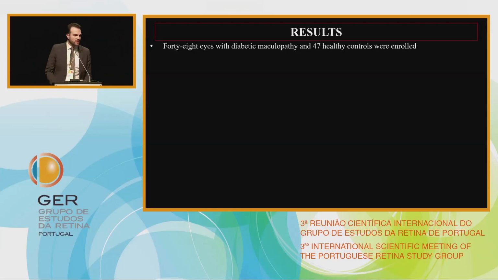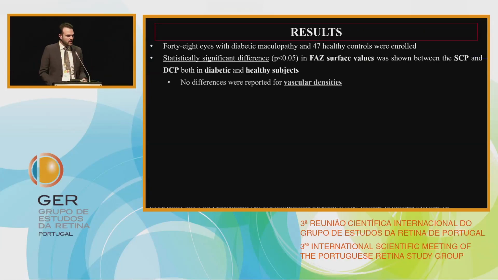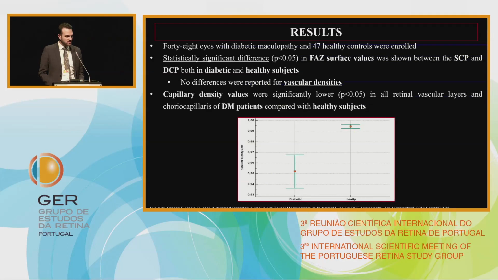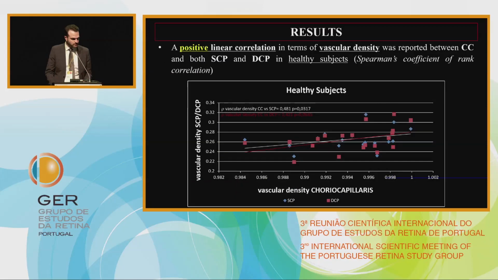48 eyes with diabetic maculopathy and 47 healthy controls were analyzed. There is a statistically significant difference in terms of FAZ surface between the superficial and the deep capillary plexus, but this, as we have already demonstrated, is mostly related to segmentation strategies. There is no difference reported for vascular density between the superficial capillary plexus and the deep capillary plexus. The capillary density values were significantly lower in all retinal vascular layers, and at the level of the choriocapillaris, in diabetic patients compared to controls.